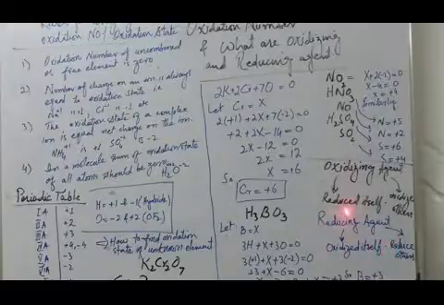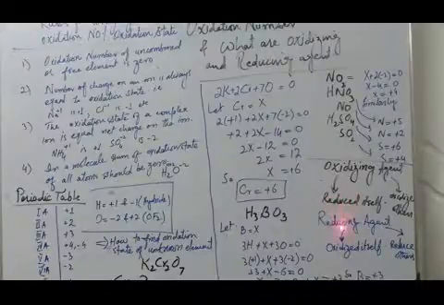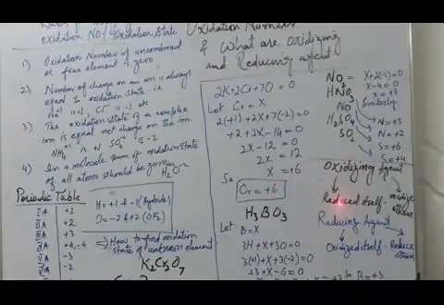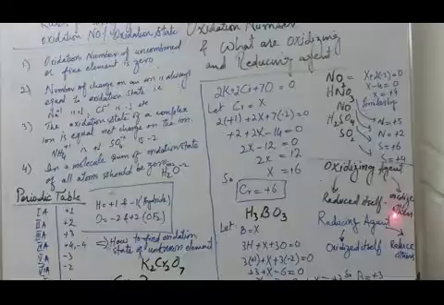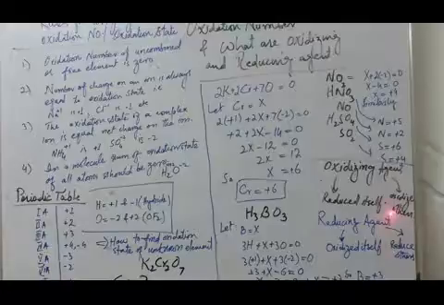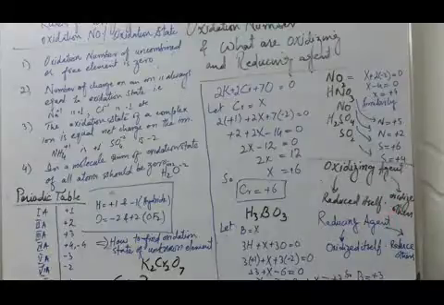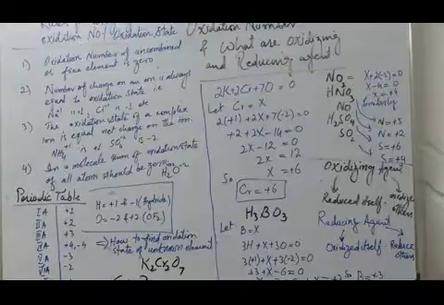You know that when there is a reduction process, the element gains electrons, gains hydrogen, or oxygen is removed from it. Whereas in oxidation, it will gain oxygen, it will lose electrons, and it will lose hydrogen. So you can apply the method on various examples. Let's solve one example.